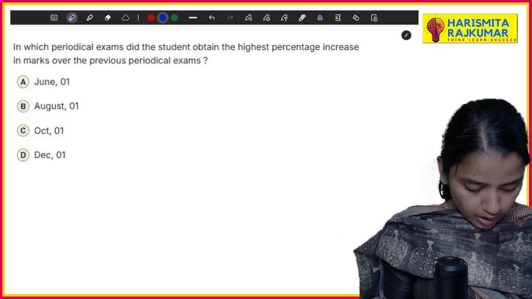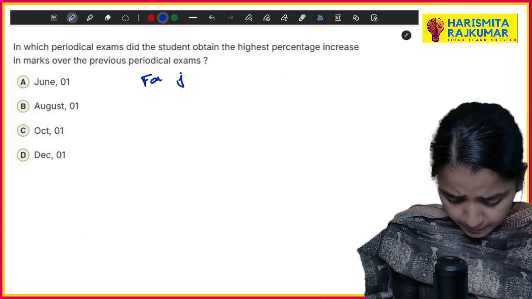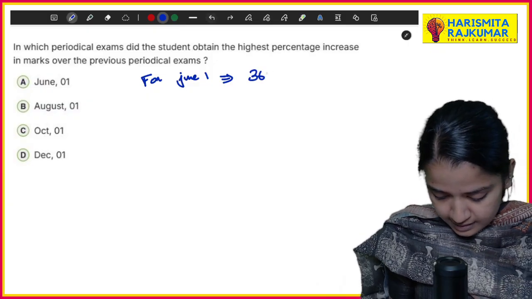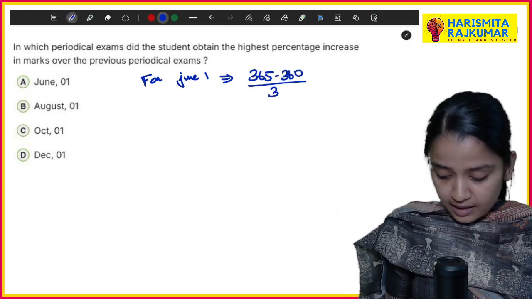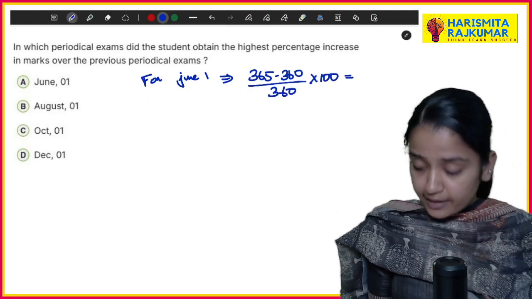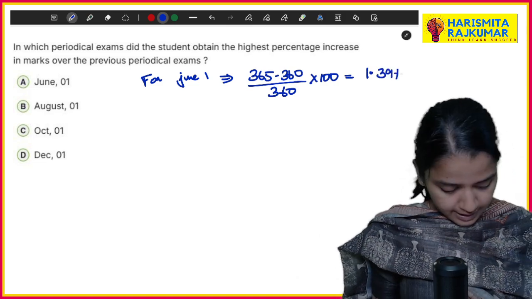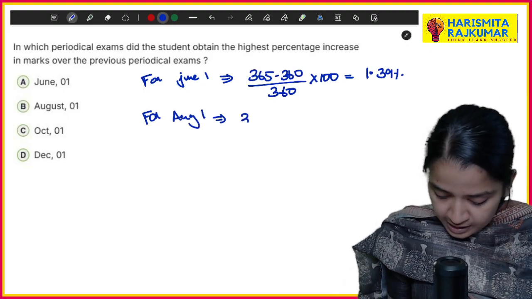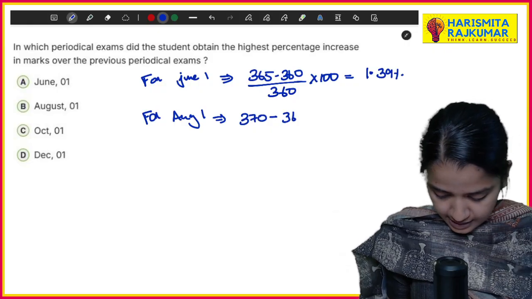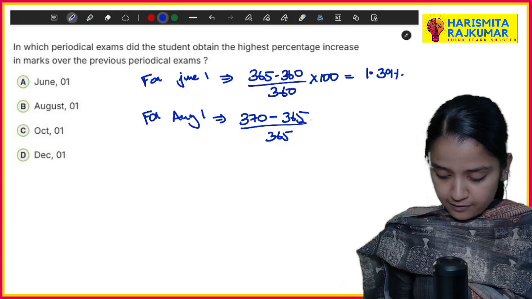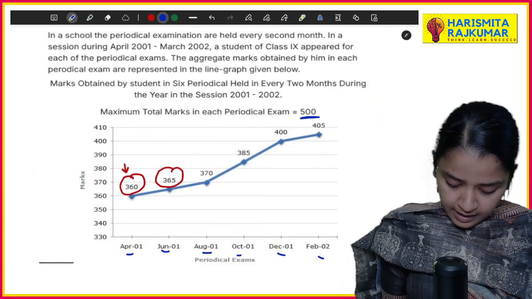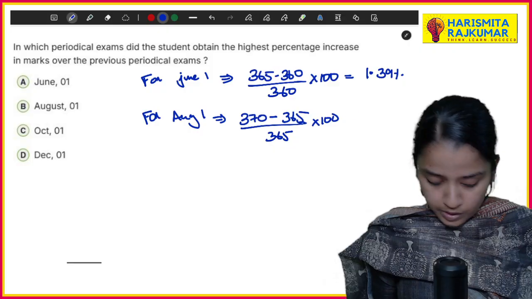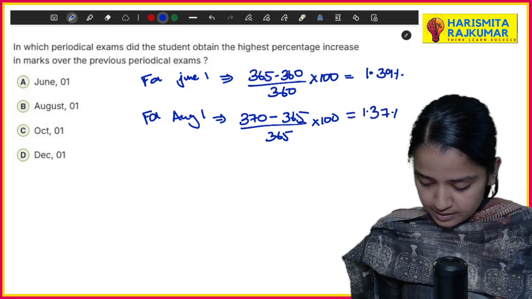Now for June 1, it is 365 minus 360 by 360 into 100, so you will be getting 1.39 percentage. Then for August 1, you will be having 370 minus 365 by 365 into 100, which will be 1.37 percentage.